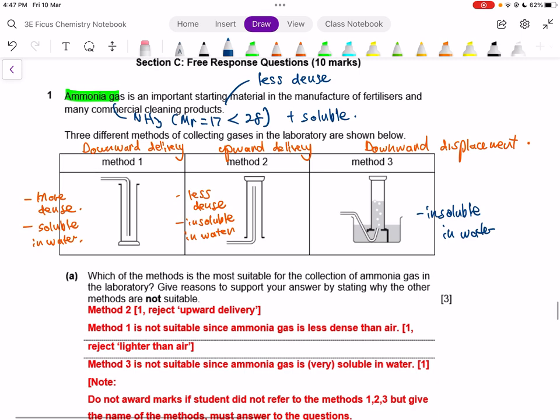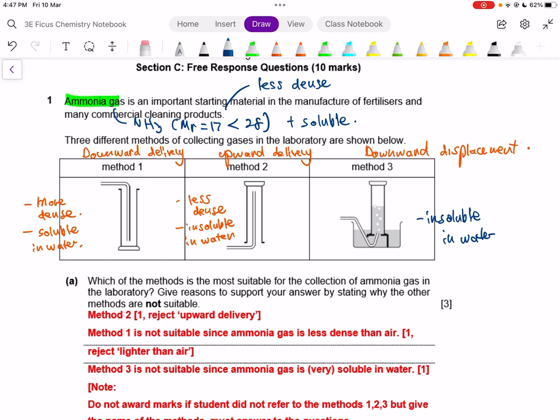So we can only use, sorry, I wrote wrongly. It's soluble in water. I wrote insoluble, goodness. Okay, so it should be method 2. Method 1 is not suitable because ammonia gas is less dense. If you use this, the ammonia gas will float out.